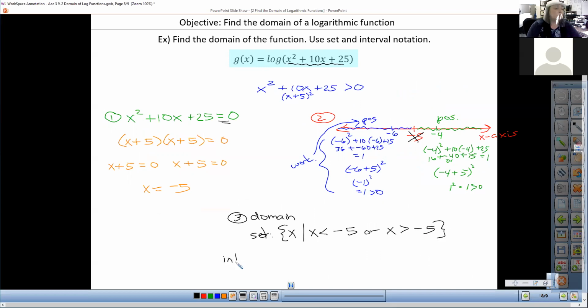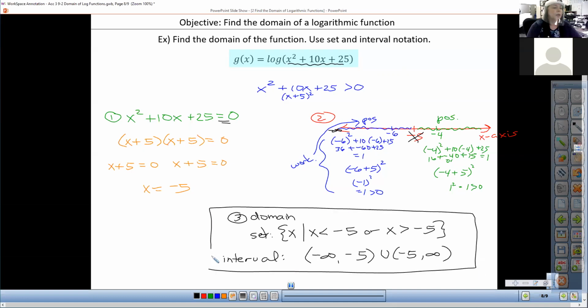And for my interval notation, my first interval, my leftmost interval, would be from negative infinity to -5, non-inclusive, meaning not including -5, in union with from -5 to infinity, non-inclusive of the -5. And that finishes up that one.